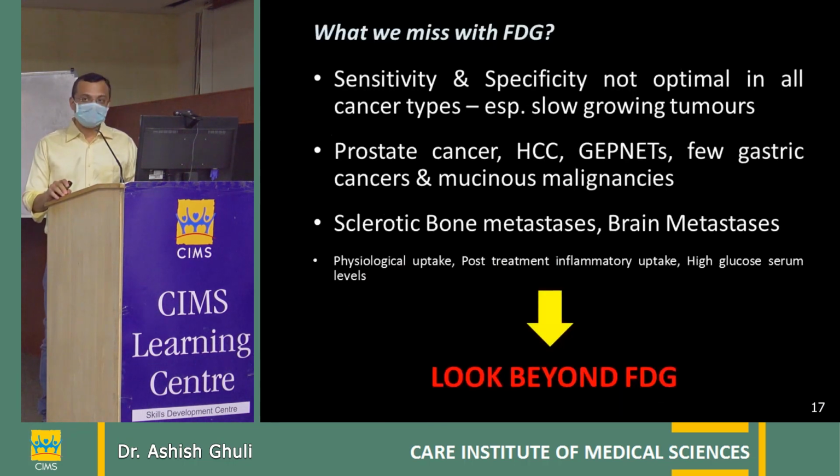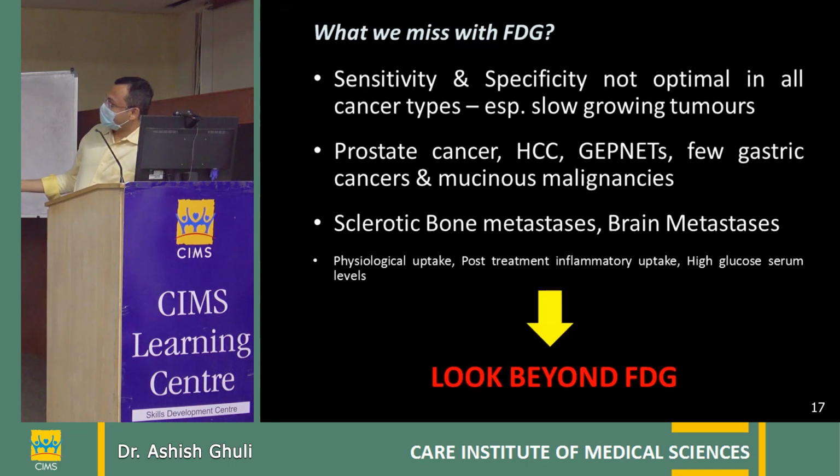So despite having said all this, the sensitivity and specificity of FDG PET CT is not ideal for all tumors. Cancers like prostate, hepatocellular carcinoma, paraganglioma, neuroendocrine tumors, and mucinous carcinoma are some of the few which have less avidity for FDG, and hence they have less sensitivity in these cases. Also, physiological uptake in some of the organs, post-inflammatory uptake, and high serum glucose levels obscure identification of the lesions.